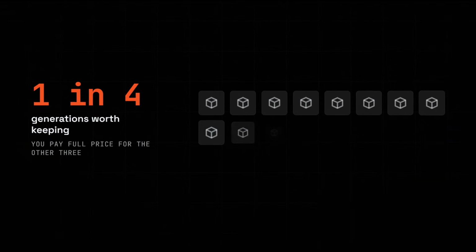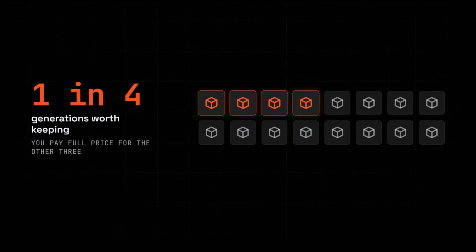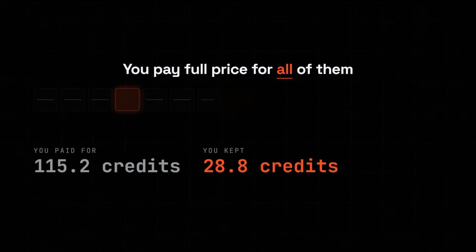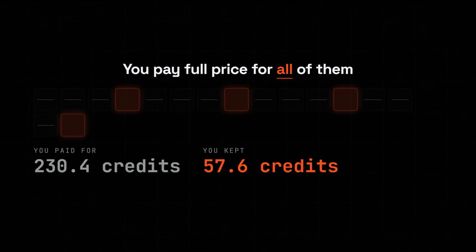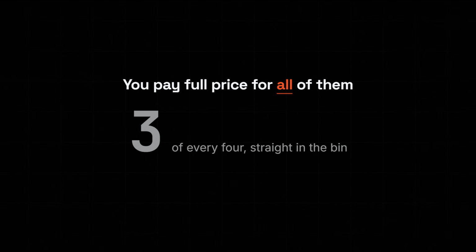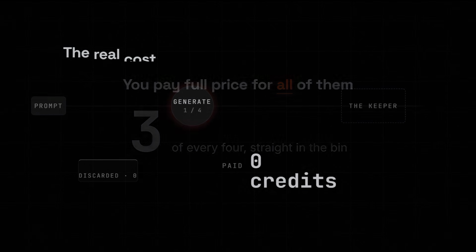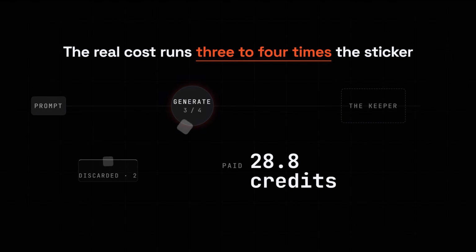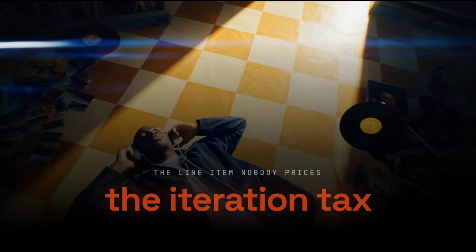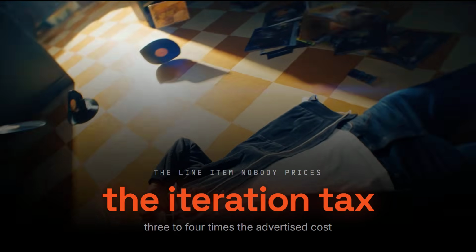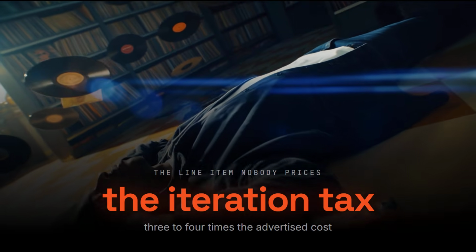Across production teams, roughly 1 generation in 4 is worth keeping. 3 of every 4 go in the bin, and you pay full price for all of them. Practitioners budget 3 to 5 attempts for any shot that has to match another shot. So the real cost runs 3 to 4 times the advertised one. Call it the iteration tax. Biggest line item in AI video, and almost nobody prices it.